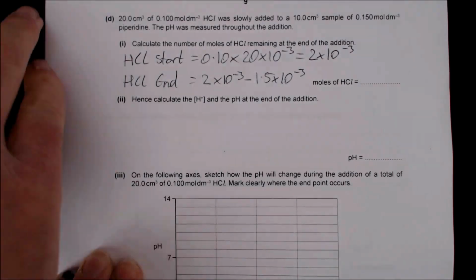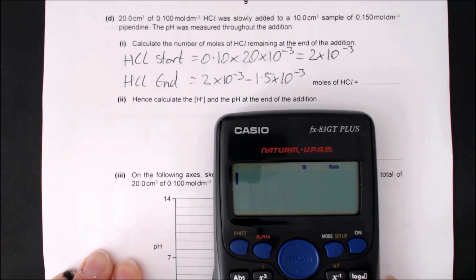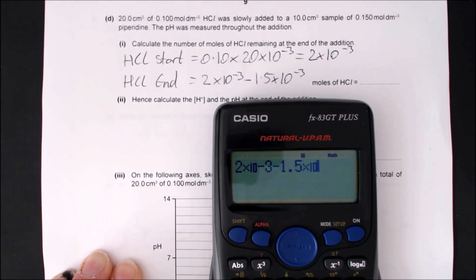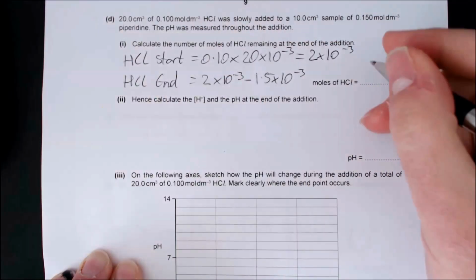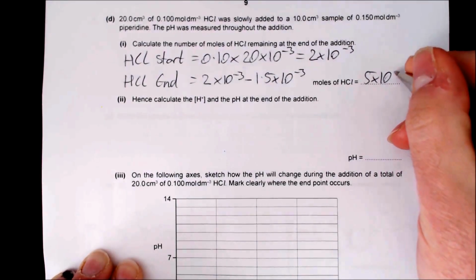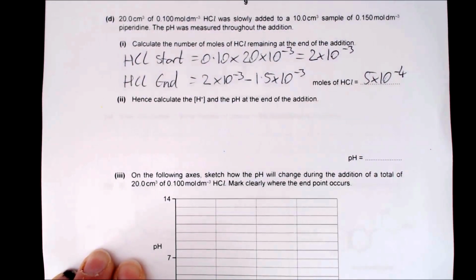Okay, and then if we put that into our calculator, it's going to be 2 times 10 to the minus 3, subtract that away from 1.5 times 10 to the minus 3. And that's going to give us 5 times 10 to the minus 4. That tells us the number of moles of HCl that reacted. 5 times 10 to the minus 4 moles of HCl.